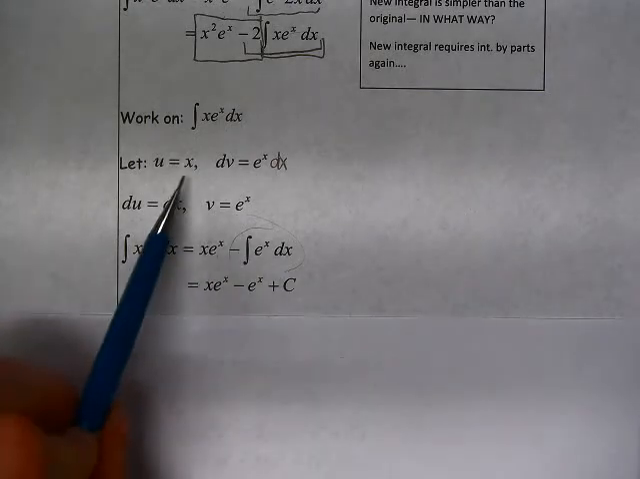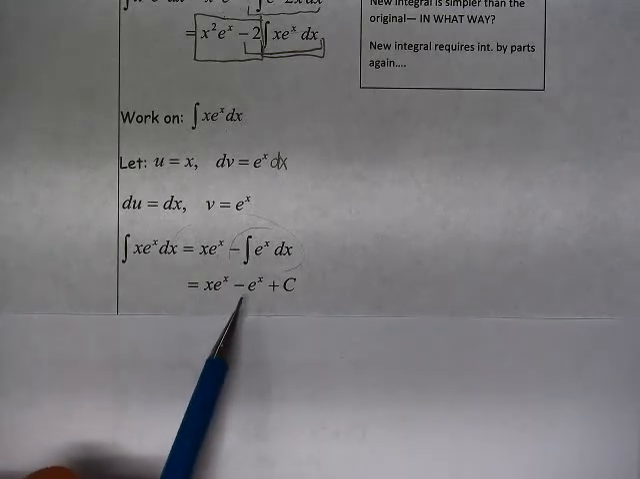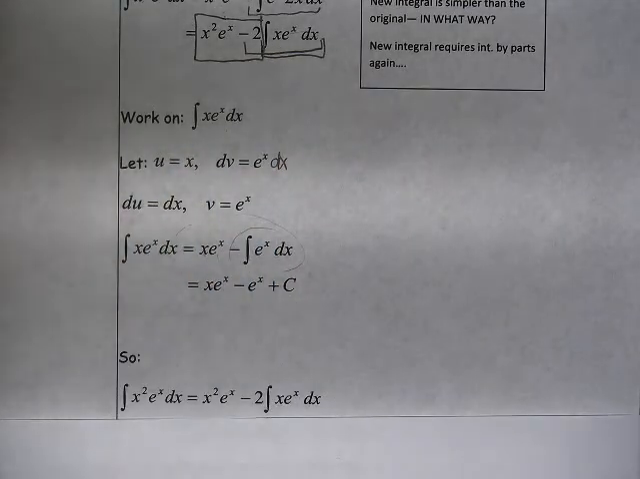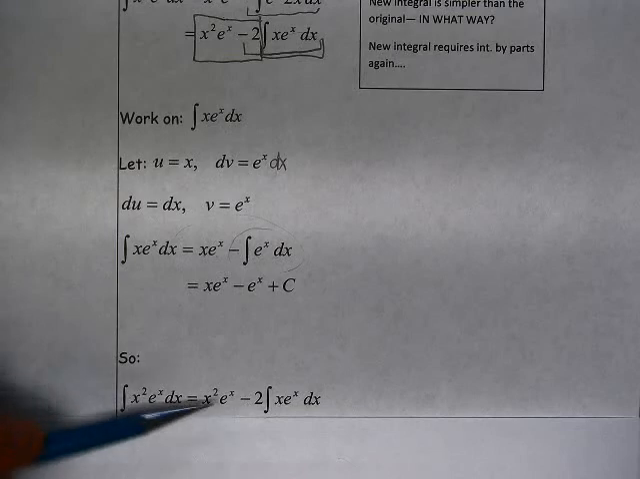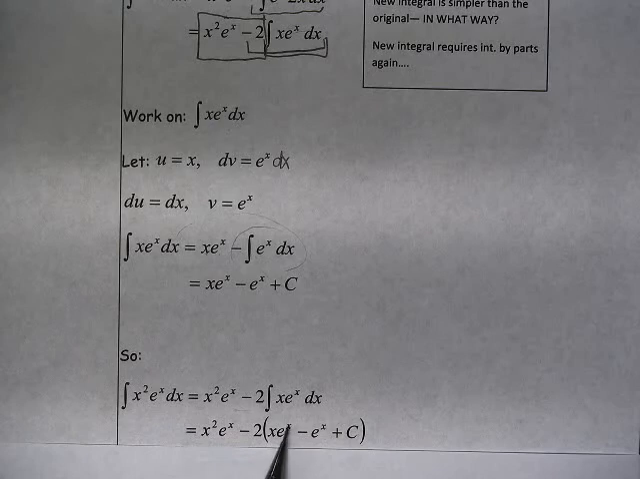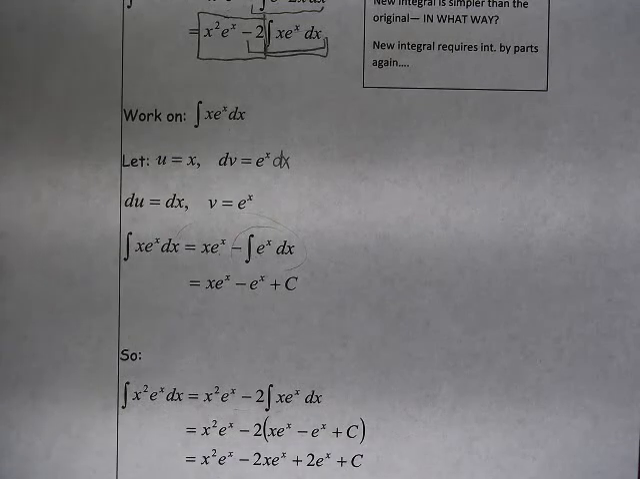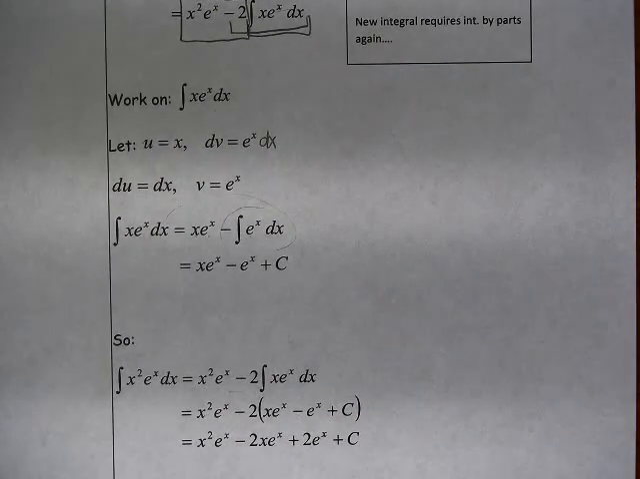So you see that I reduced the power of x in the integral one more time. And now I can take this and put it back into this part here that was multiplied by the 2. Remember, after my first round of integration by parts, I was left with this expression. Now I know what that is. It's x e to the x minus e to the x plus c. And then I distribute that negative 2, multiply it through by everything inside the parentheses, and I have my final answer there.